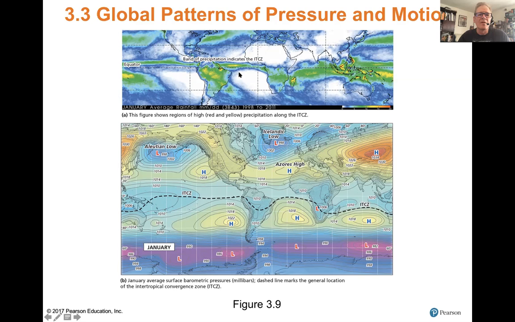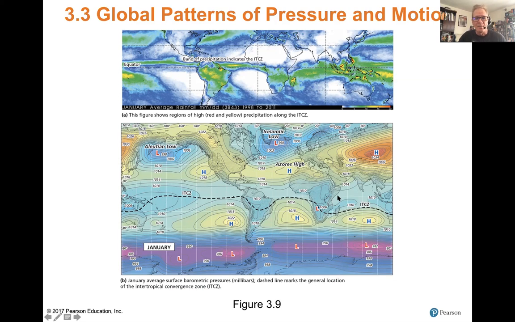The red is the more precipitation. So you can see all along the ITCZ, we get these very, very wet climates down through here, lots of precipitation in the rainforests in South America, in Central Africa, and over here in Indonesia, and also up here in this part of Southeast Asia.